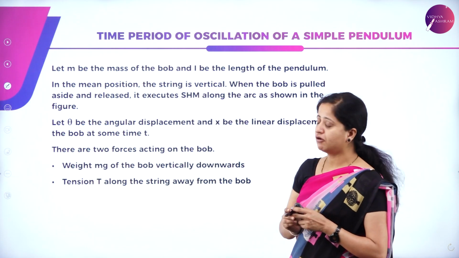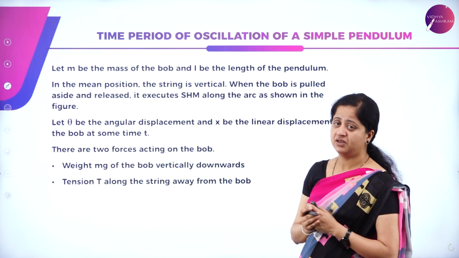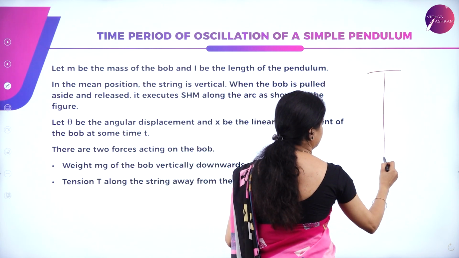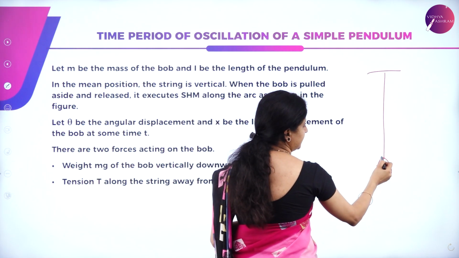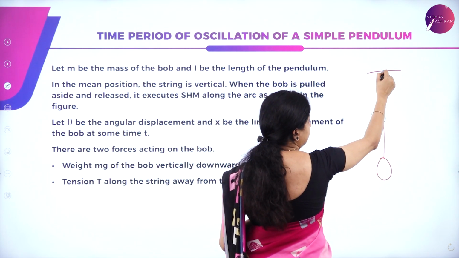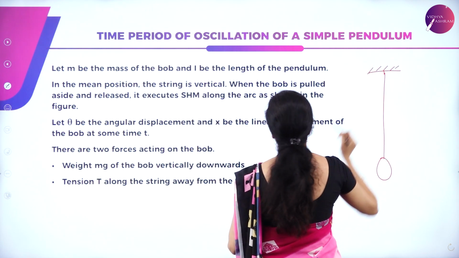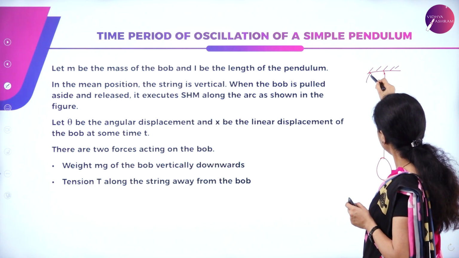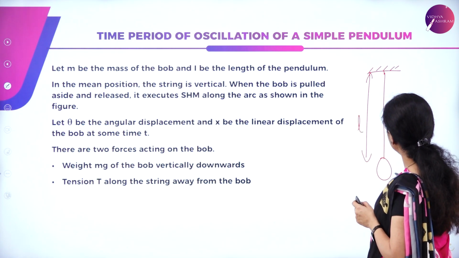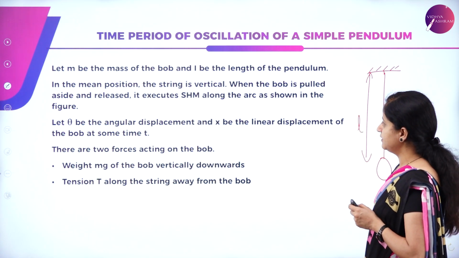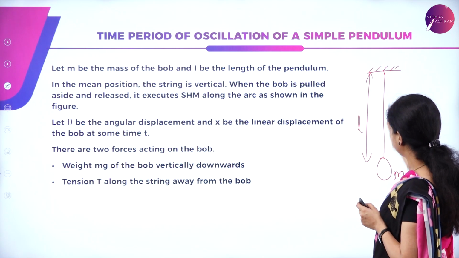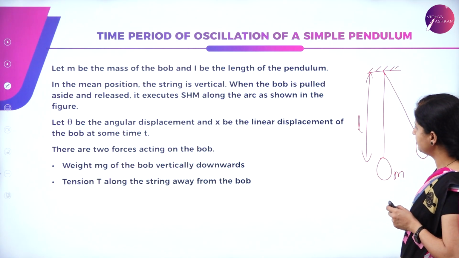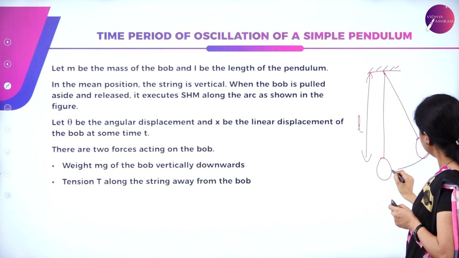Next we have the time period of oscillation of a simple pendulum. So for this let us consider a simple pendulum. One end of this pendulum is attached to a bob of certain mass, and the other end is attached to a rigid support. Let m be the mass of the bob and L be the length of the pendulum. In the mean position, the string is vertical. When the bob is pulled to an extreme position, it executes simple harmonic motion along the arc.